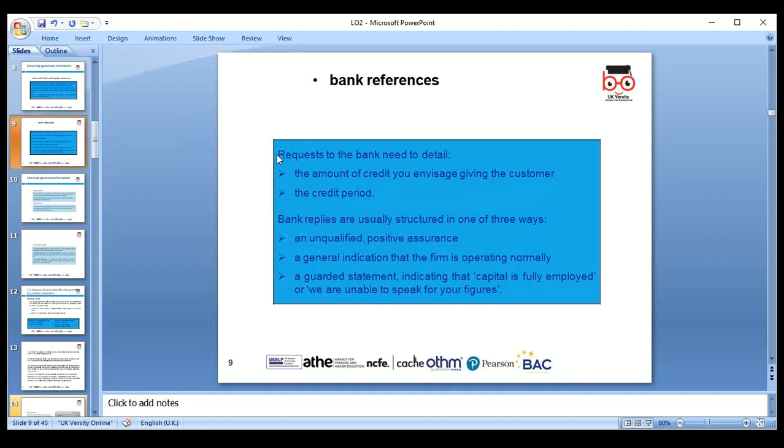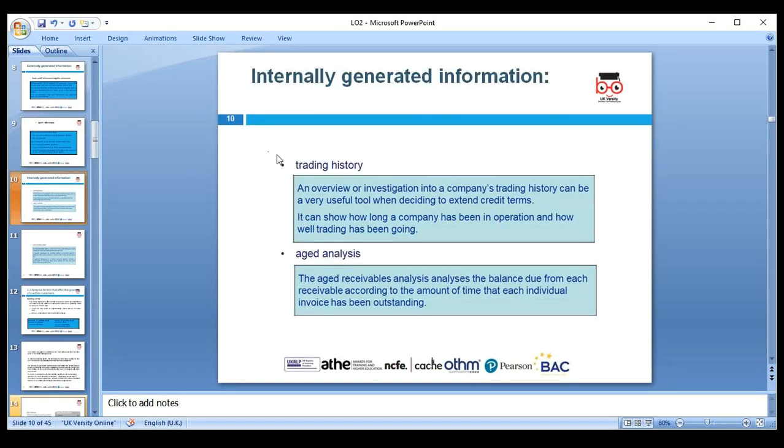Bank references are very important, so we have a crucial agreement with the bank: we are always paying, and we never decline the direct debit. Bank references help us check the creditworthiness of our customers, our clients. Then we can look at internally generated information, such as trading history.